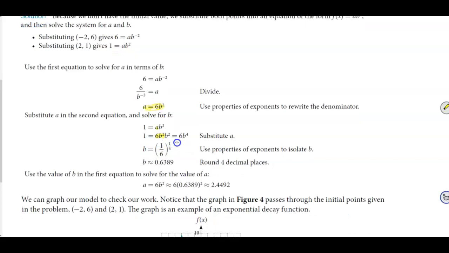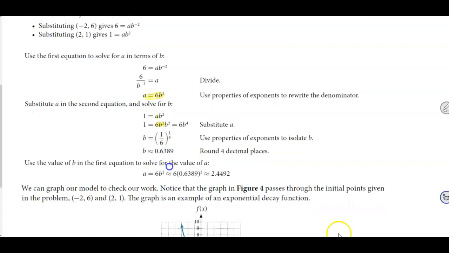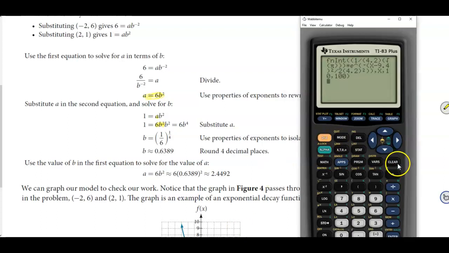In order for us to solve for b, we have to divide both sides by 6 and then raise both sides to the reciprocal of the exponent of 4, which is 1/4. So now b is going to equal (1/6)^(1/4). Now we're going to simplify that. So we're going to get b, which is approximately 0.6389. Let me show you how to do that on a calculator.